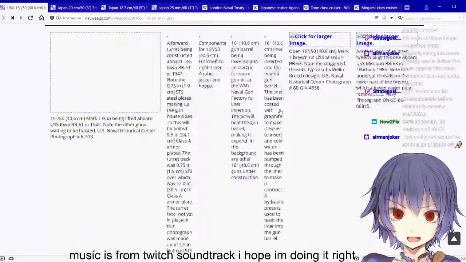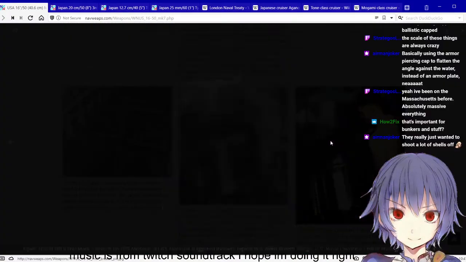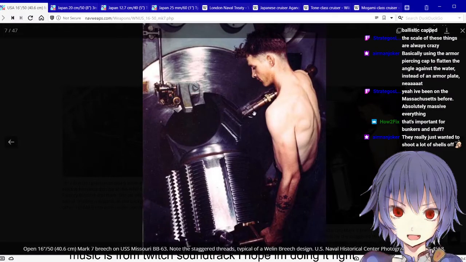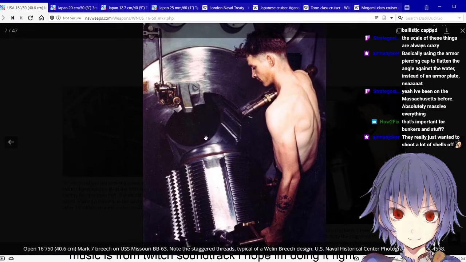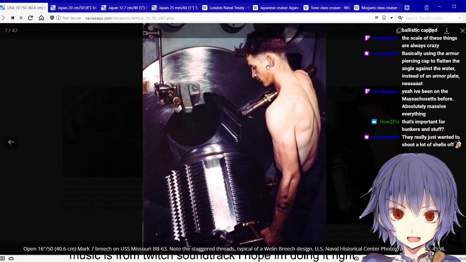So for pictures, there's probably a similar picture here. There's this shirtless man. As you can see, the breech block is still really tall, but it's not quite as tall as the whole man, because it starts above the ground, unlike the other one. It's still tall. It's still like 4.5 feet tall.